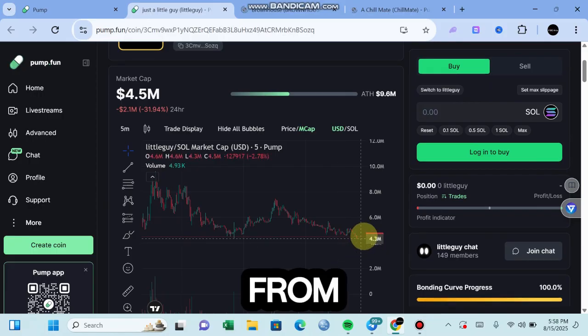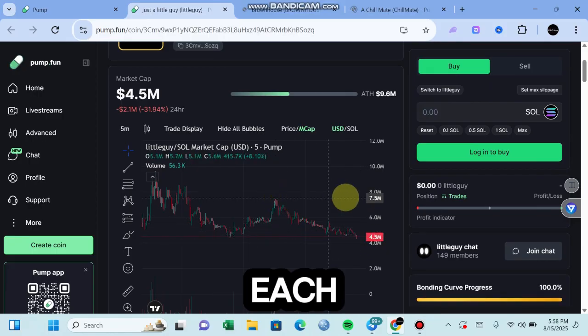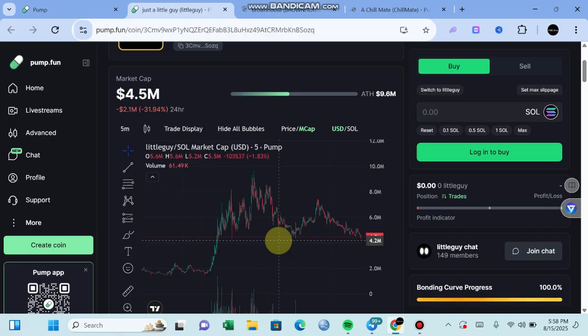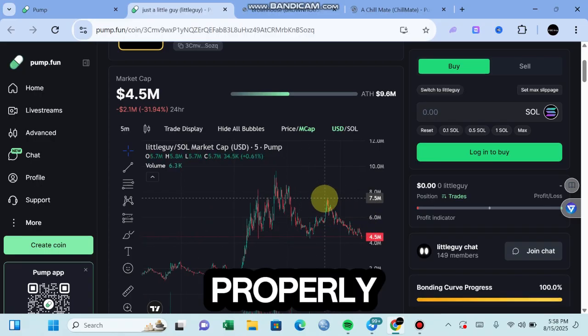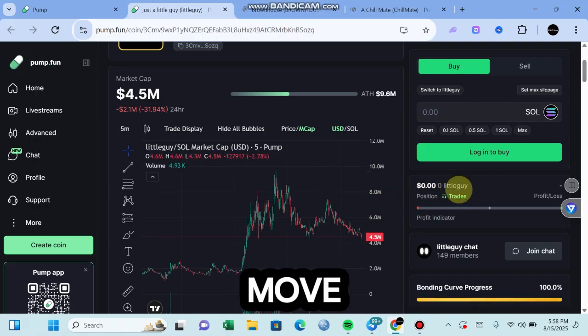So if you buy at this place, you look to profit, I will get to 8 million market cap, something like that, because on the chart, this is like the top. You can take profit from 8 million or 10 million market cap and move away, you get.